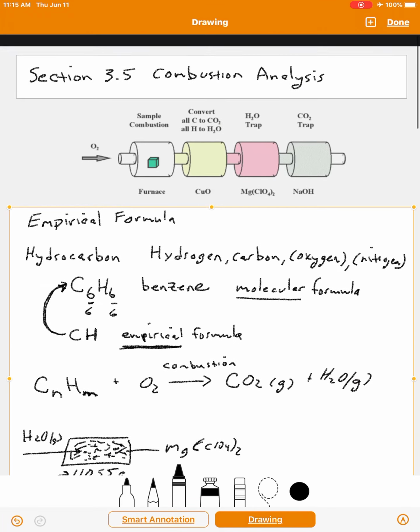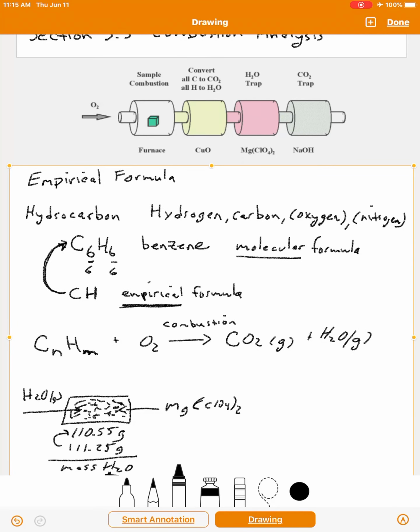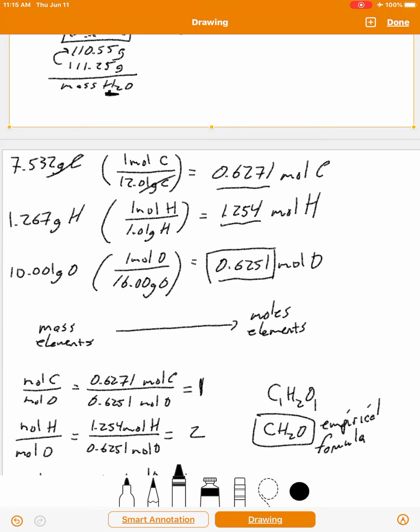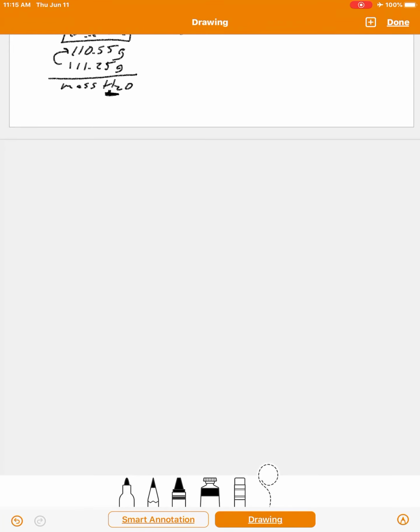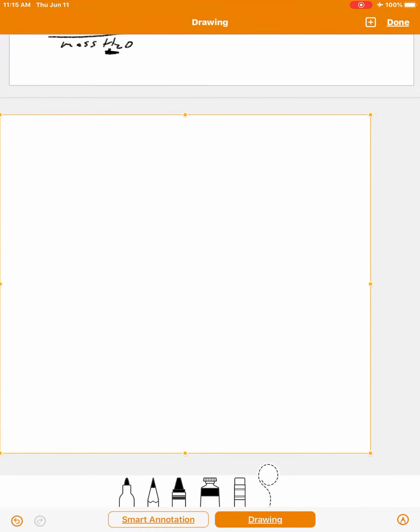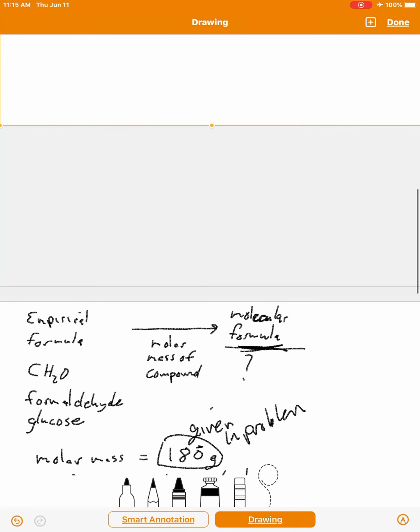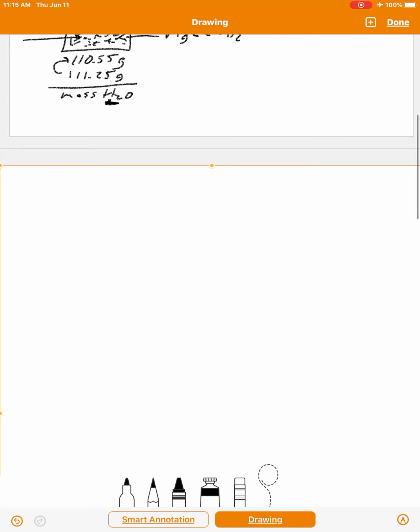So let me show you an example. The example we're going to look at is for glucose. Glucose has carbon, hydrogen, and oxygen in it. I'm not going to give the numbers, but we'll figure that out by the end. So let's say we combust 18.8 grams of glucose.